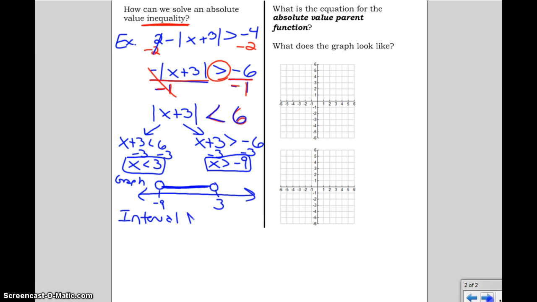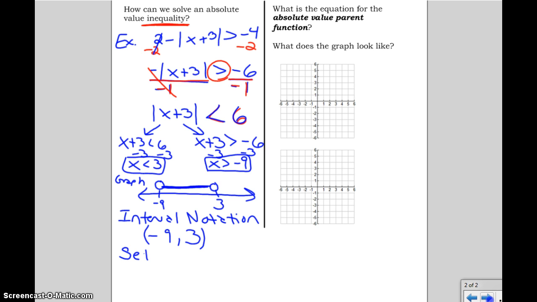Interval notation is when you start and finish. You're just writing where you start and finish. So I start at negative 9, and I end at positive 3. I do not include either of them, so I put parentheses around negative 9 and 3. If they were solid circles, then I would use the hard brackets.